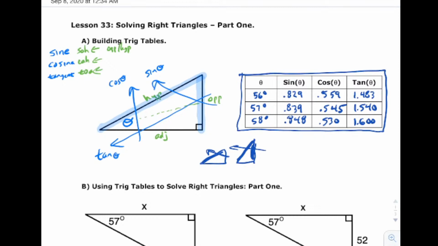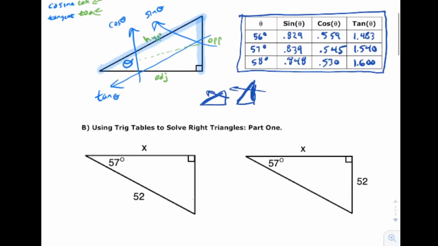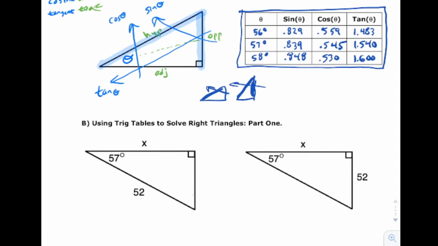But just looking at it, notice the sine kept getting bigger, 0.829, 0.839, 0.848. The cosine kept getting smaller, 0.559, 0.545, 0.530. So as the sine gets bigger, the cosine gets smaller. That tends to be a general truth of life. Anywho, let's use that table now to solve for x.